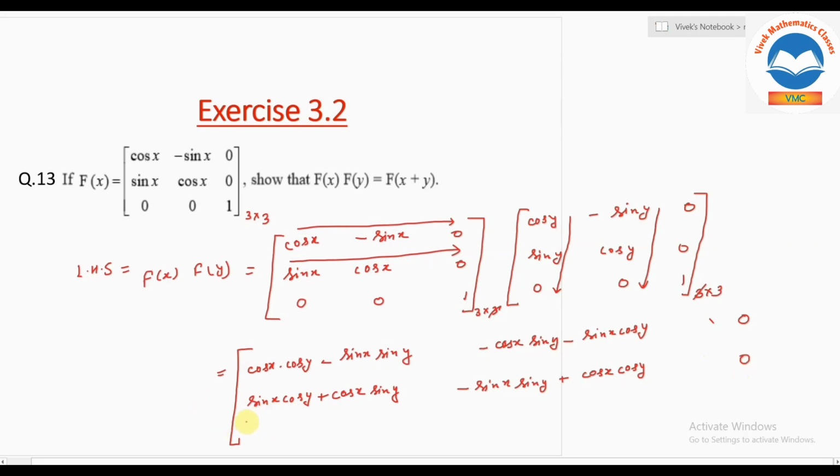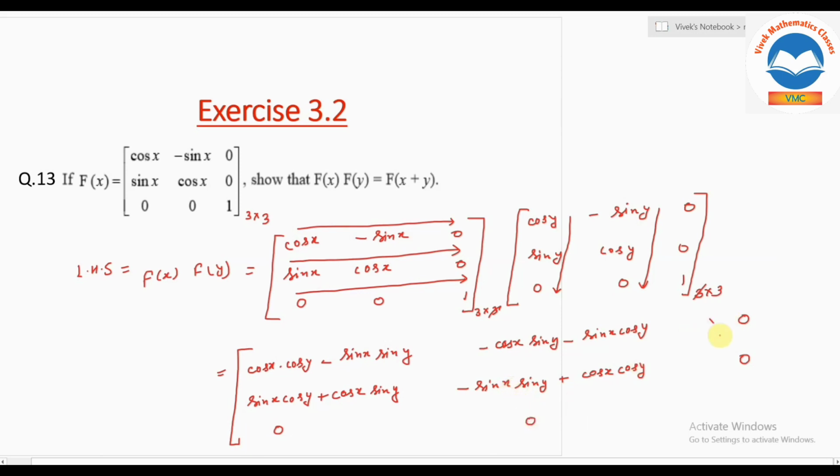Next, we will multiply the third row and first column. So the third row is 0 0 1, and the first column gives 0 only. 0 into 0, 0. Everything will be 0. Next, third row, second column. So 0 into minus sin y will be 0, 0 into cos y also 0, and 1 into 0 will be 0. So this also will be 0.